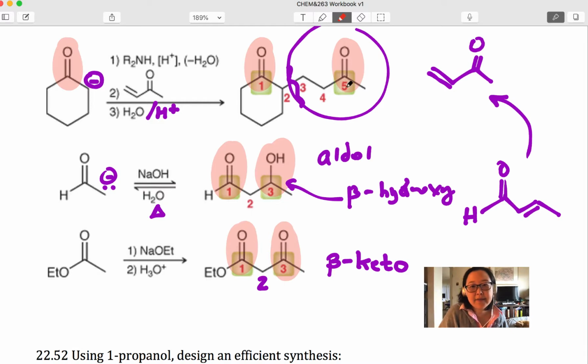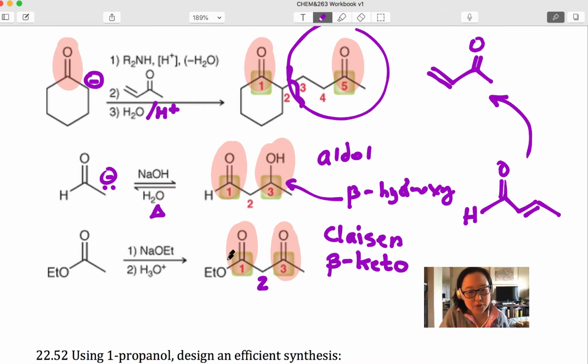A 1,5 indicates a conjugate addition, a 1,3 indicates either aldol or Claisen condensation. All right, so this is Claisen. And I know this is Claisen because this is an ester product at the end. Just be aware, though, of the multi-step idea.